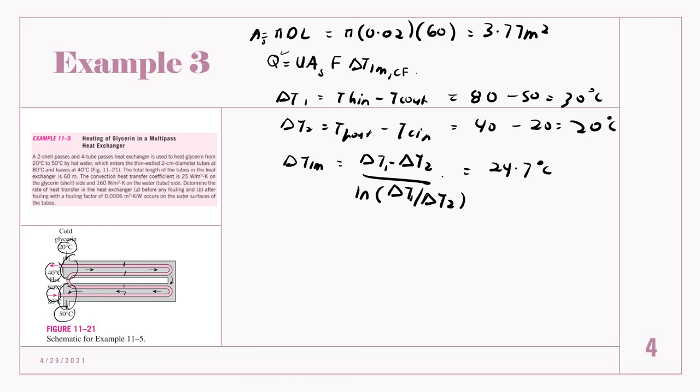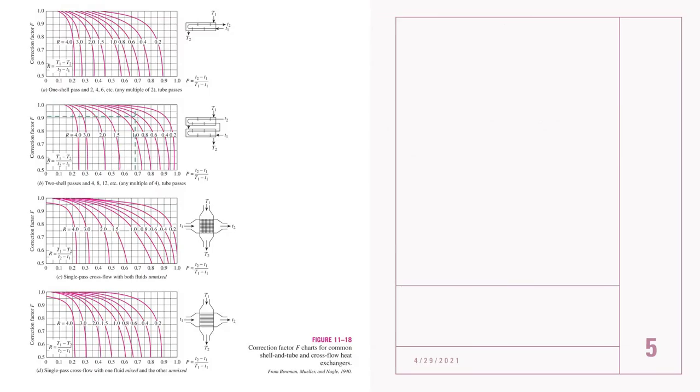Remember, in the previous video I mentioned you can determine the correction factor using a graph. So now we refer to the graph. We have 2 shell passes and 4 tubes, so you need to use this graph, the B graph. First thing, you need to calculate the P. Right here, P is T2 minus T1 over T1 minus T2.